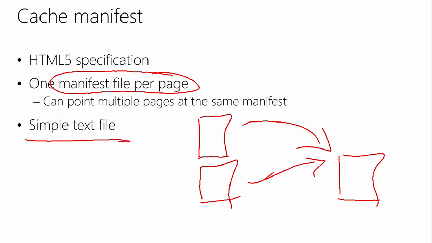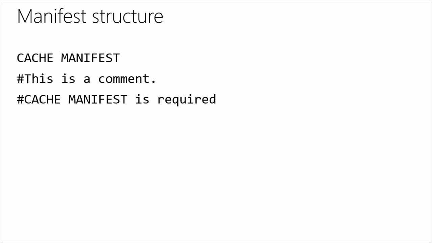The other thing about the cache manifest is that it's a simple text file. So it's very easy to go in and set up. And in fact, you'll notice the basic structure right here. Now, you do need to say cache manifest. That's required. And you'll also notice that you can add in comments. So that way you could explain why a particular file is important.